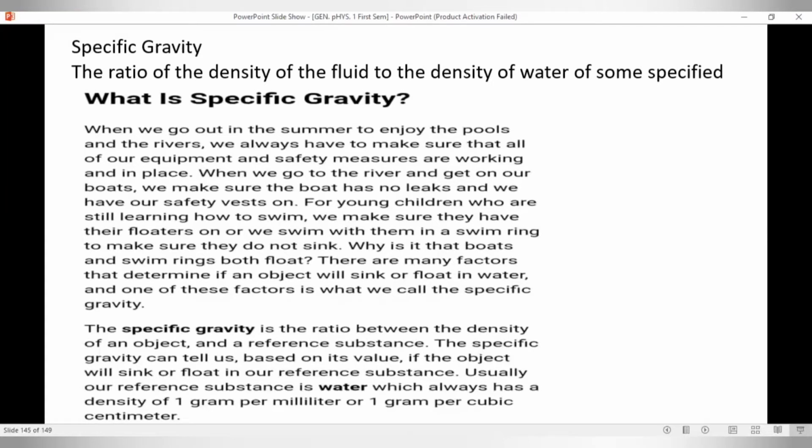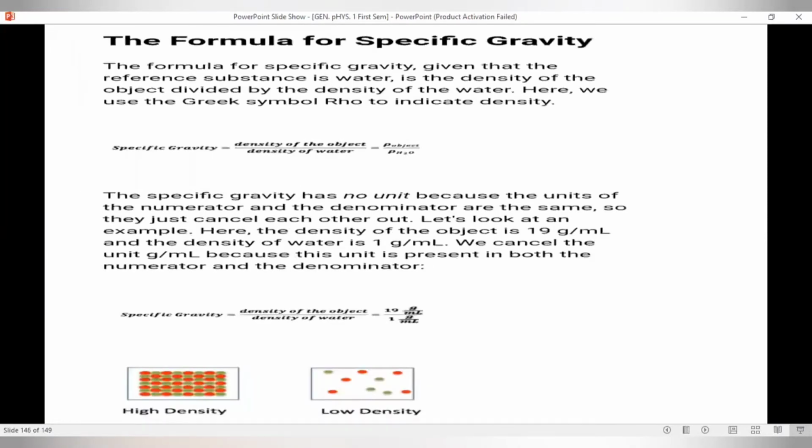Let's go ahead first. For the formula for specific gravity, given that the reference substance is water, is density of the object divided by the density of water. Here we use the Greek symbol rho to indicate density. So specific gravity is the density of an object na gusto mong ilagay sa water divided by the density of water, which is 1 gram per ml or 1 gram per cubic centimeter.